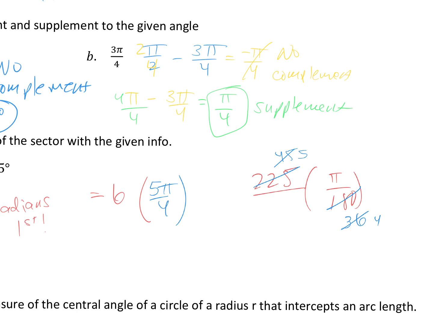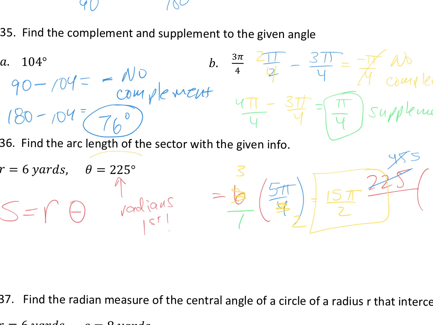But in this case, guys, we can simplify a little bit, right? 2 goes into 4 twice. 2 goes into 6 3 times. So you end up with 15 pi over 2. If you change that to a decimal, you would hit 15 times pi divided by 2, or whatever the decimal is. But it is so important, guys, you have to convert the central angle into radians.